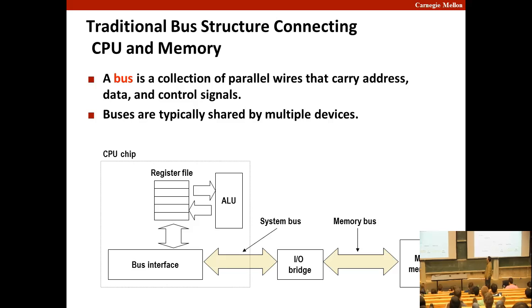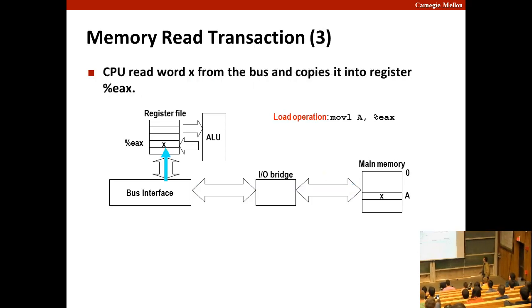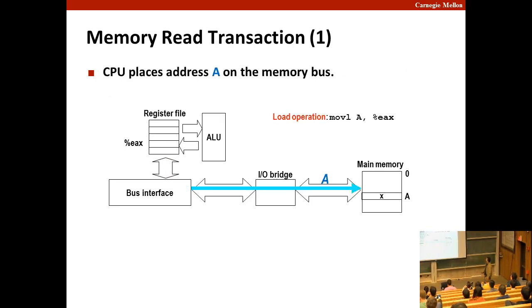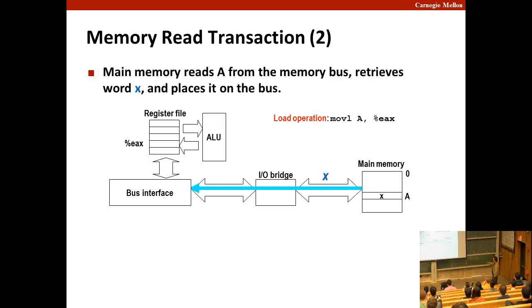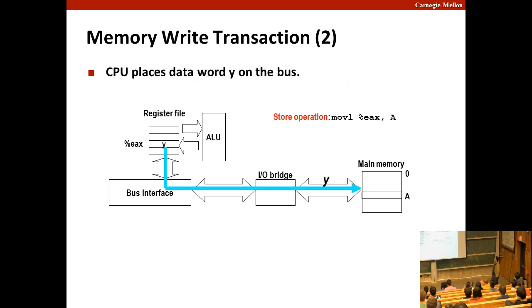So this says that a bus is a collection of parallel wires that carry address, data, and control signals. And that's a true statement. Okay. So here's that picture, where we start out with the ALU. CPU places address A on the memory bus. So the CPU places the address A here, and it travels across the system bus to the memory bus. The main memory now responds. It's now in a register because we're moving from some address to the register. And now the ALU has it and can use it.